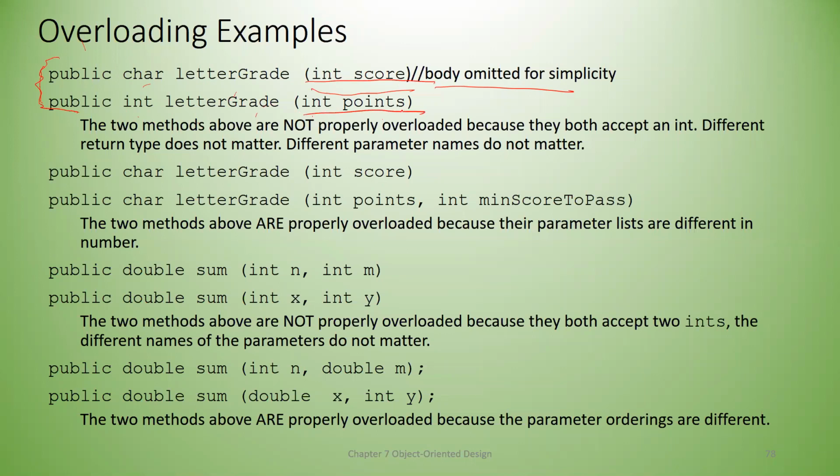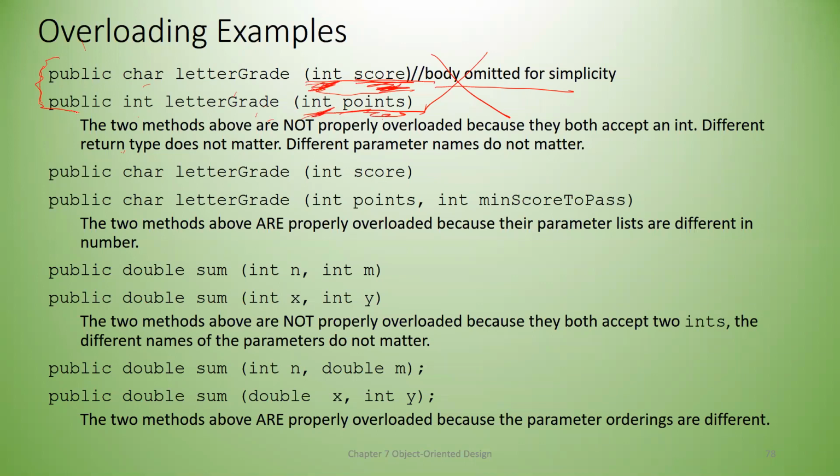Are they different? If it's int and int, you wouldn't be able to. But if it was like a char score and an int points, then yes, you can do that. But if it's int and int, then no. We are looking at data type. These are just placeholders. They don't count. They are just names. You can give it any name, but the system is looking at the data type.